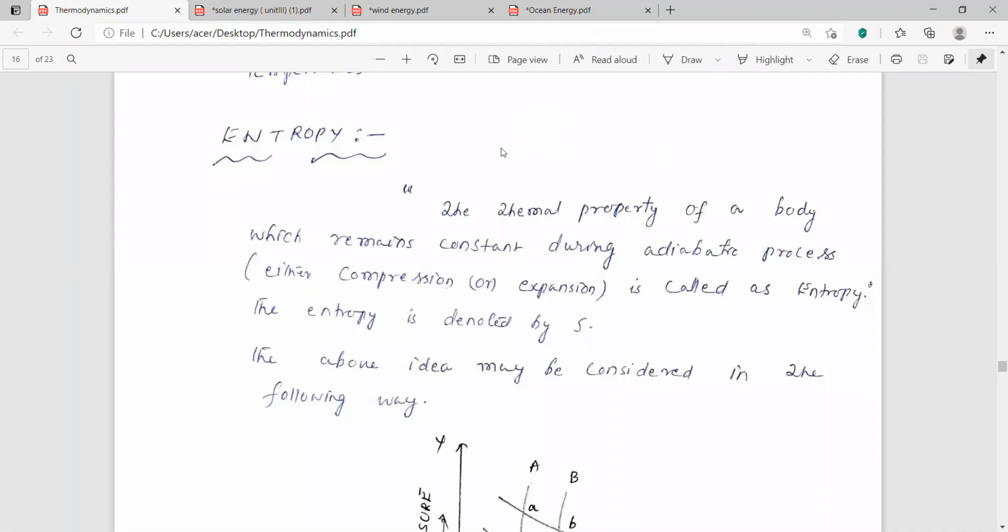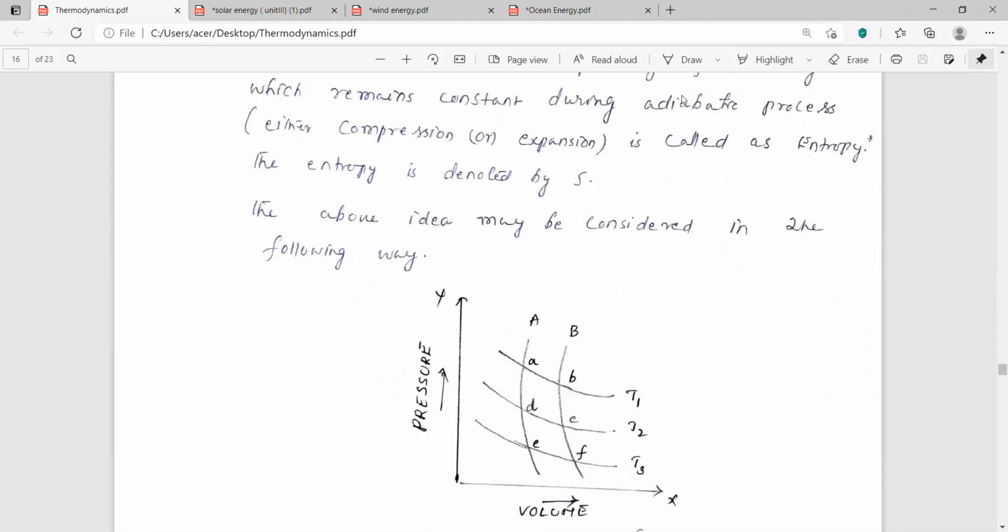Student, last class we have seen what is entropy, what is the change of entropy in the reversible process, and what is the change of entropy in the irreversible process. So what is entropy? A thermal property which remains constant during the adiabatic process is called entropy. It is denoted by S.